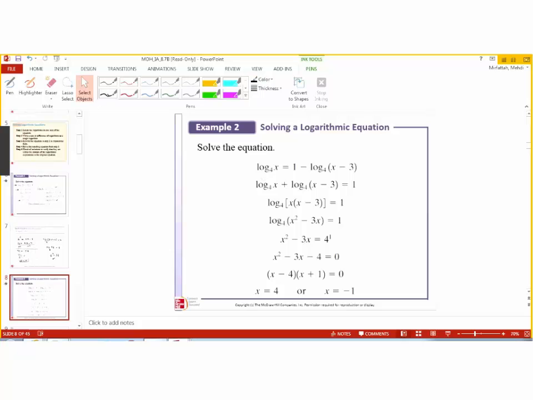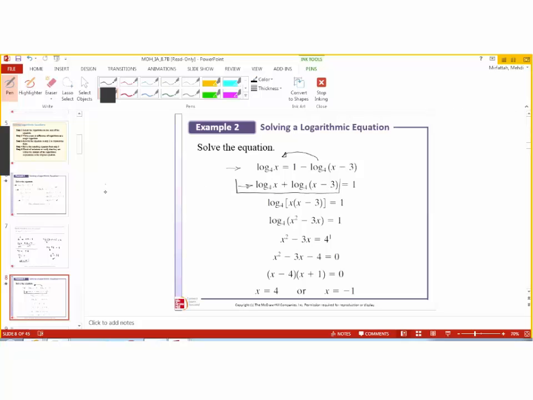So in this example here we have log of x to the base 4 on the left hand side, and then the right hand side we have 1 minus log of x minus 3 with the same base. So with this one, we just move all the terms with the log to one side of the equation. So subtracting minus log of x minus 3 from both sides of the equation, you get to this form here. So now we have a property here to combine these two.